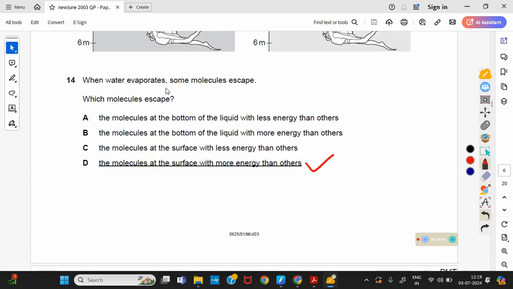When water evaporates, a molecule escapes. Which molecule escapes? It's a very obvious answer. I hope you have done all the exercises and you know the definition of evaporation, boiling, and all the processes. Option D is right. The molecules at the surface with more energy than others will evaporate.